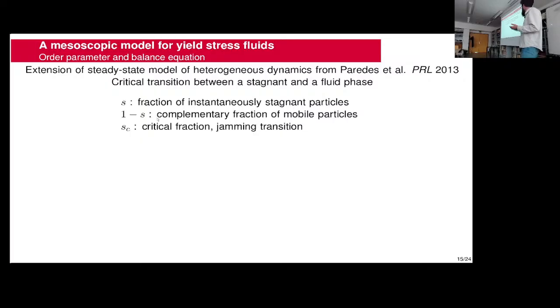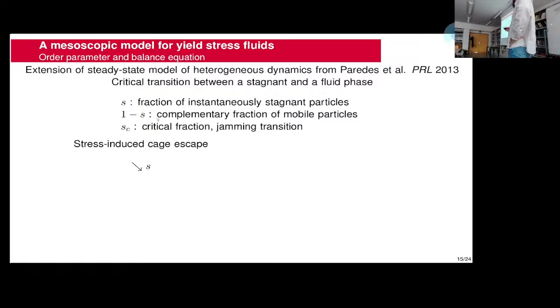So it's an analogy to a critical transition between a stagnant phase and a fluid phase, like a second order phase transition. In this model, we have a single order parameter, which is a fraction of instantaneously stagnant particles. So particles in suspension that cannot move freely. We have the complementary fraction, 1 minus s, and we have a critical fraction that describes the transition from unjam to jam state.